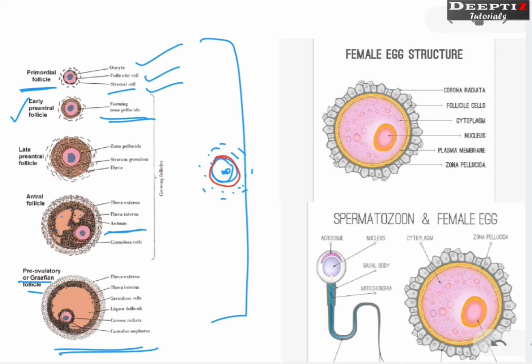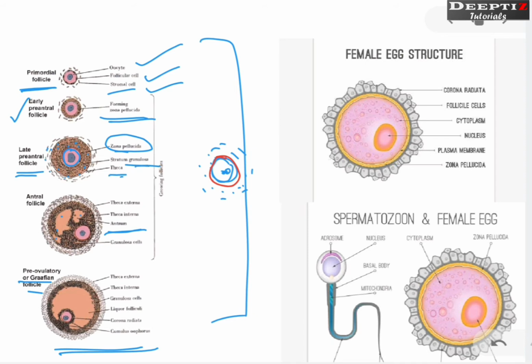So this is how the changes take place. Now in the late pre-antral follicle, more antrum is getting developed. The zona pellucida will remain attached to the oocyte. See, this layer is the zona pellucida. Let me draw it once again, this is the zona pellucida. Surrounding the zona pellucida, whatever follicular cells are there increase in a cluster, and we call them granulosa cells.